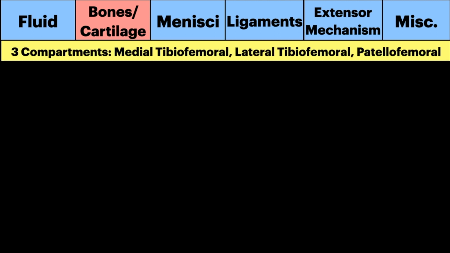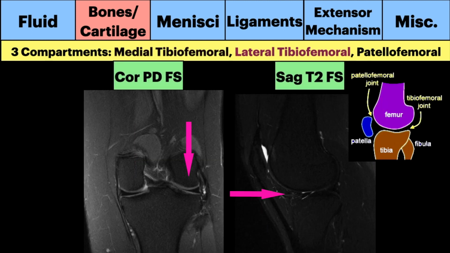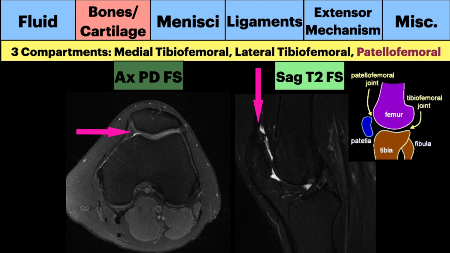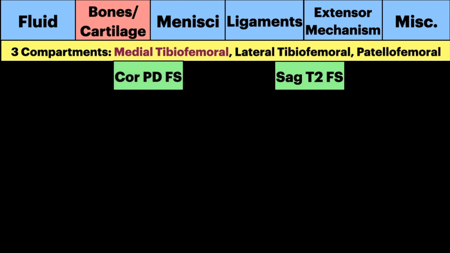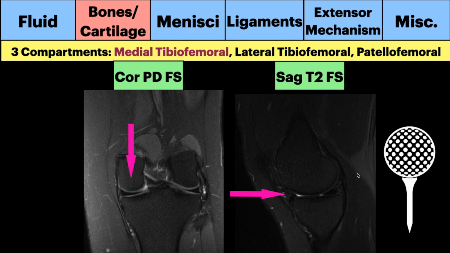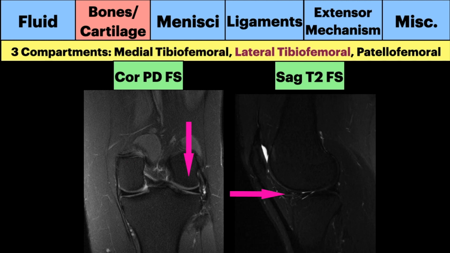For cartilage, look at 3 compartments: the medial tibiofemoral, lateral tibiofemoral, and patellofemoral. You can tell the medial tibiofemoral because the medial tibial plateau is shaped like a golf tee. Contrast this with the lateral tibial plateau, which looks like a golf club.